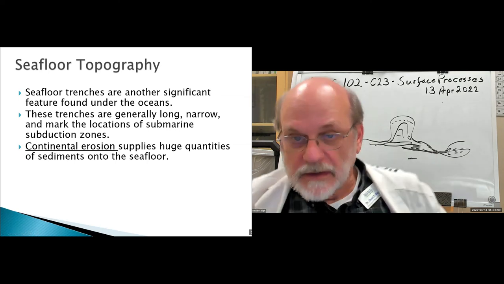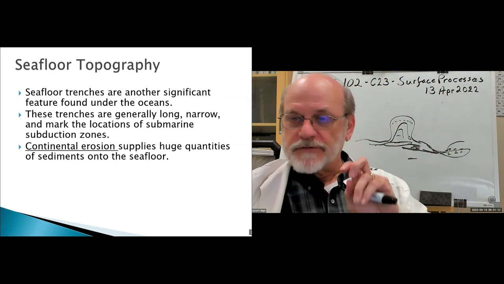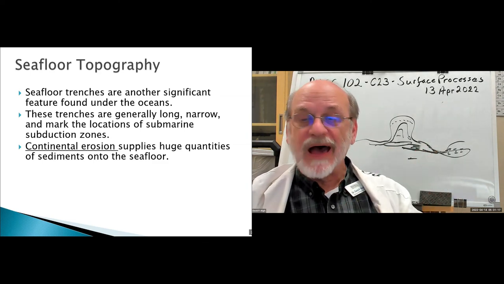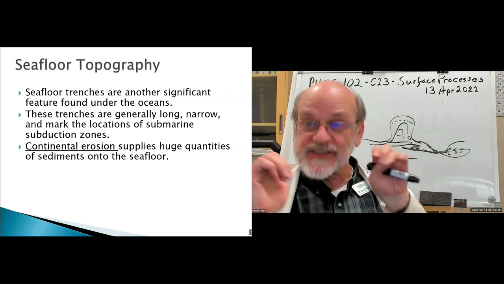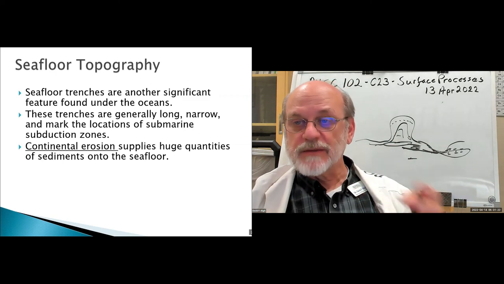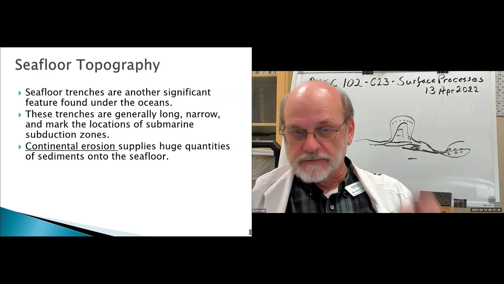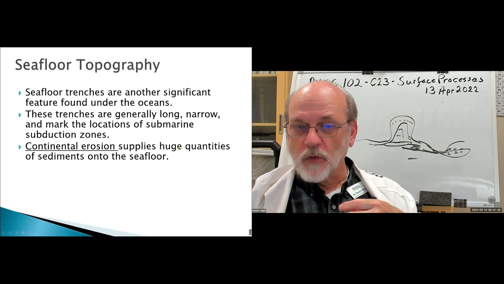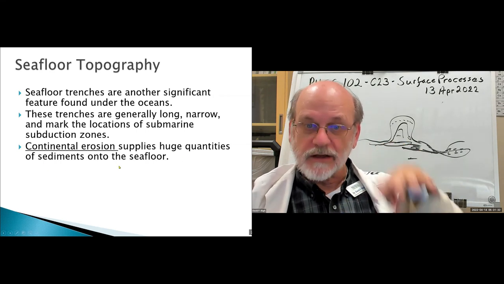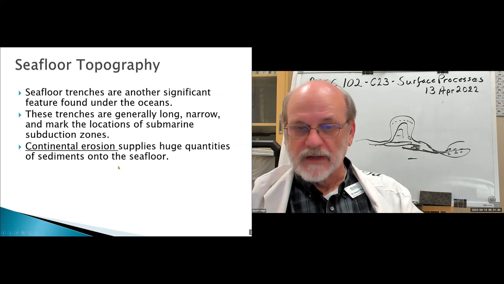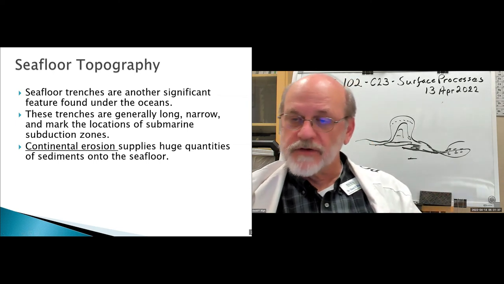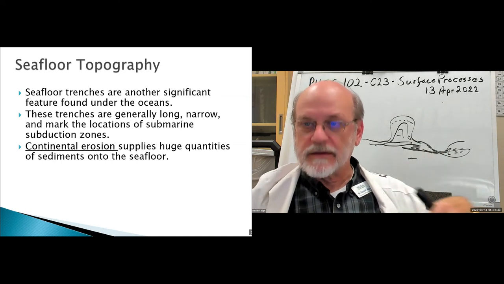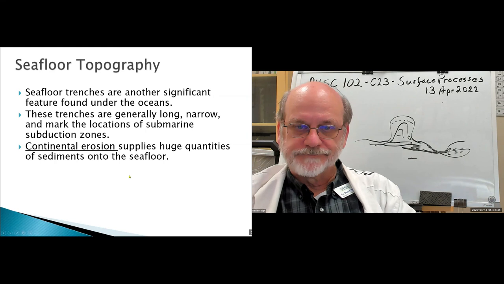I mentioned earlier the amount of sediment that's carried into the Gulf of Mexico from the Mississippi River. Well, you combine all the rivers of the world doing that same thing, you send lots of sediment into the oceans. And this continental erosion is the primary source for sediments that settle onto the seafloor. And then the actions of ocean currents, waves, and other activities redistribute that sediment.